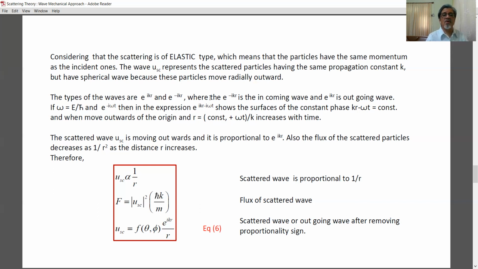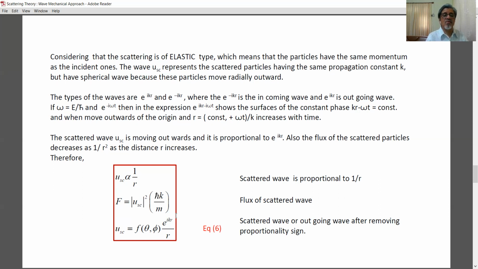Now, therefore, we can write U scatter is proportional to 1 upon r. So if we take U scatter modulus square, then it is proportional to 1 upon r square. So this is the scattered wave function, proportional to 1 upon r. This is the flux. So flux is modulus U scatter square, and it is normalizable. We have multiplied by v, in other words, by h cut k divided by m, and that is the flux of the scattered wave.